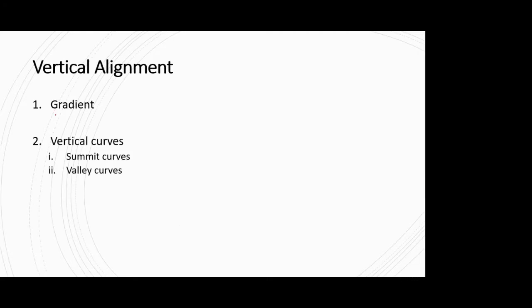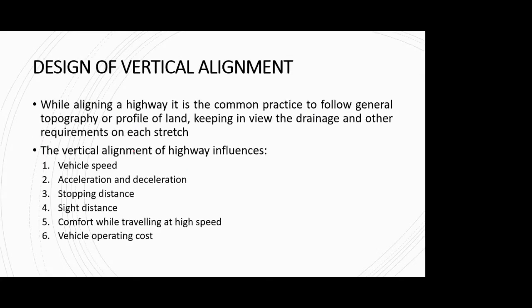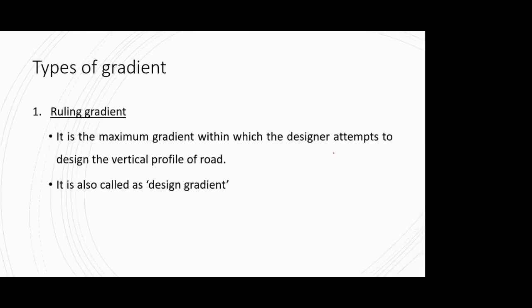So we had seen everything about gradients in our last lecture. Gradient is nothing but the rise and fall along the length of your road, and it is generally expressed in percentage or in a ratio of 1 in some value x, where 1 is the vertical unit and x is the horizontal unit. Then we had seen the types of gradients. So you had a ruling gradient, which is nothing but maximum gradient.